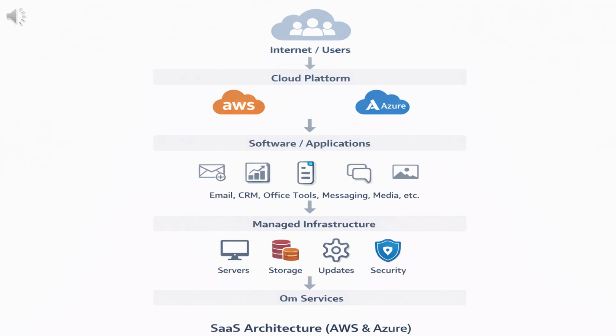Step 1: Users on the internet. First, users access the software through the internet. Real-time example: When you open an application in your browser or mobile, you are using SaaS.